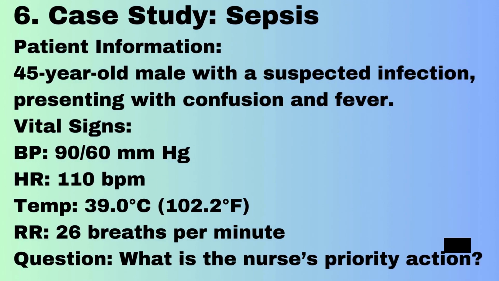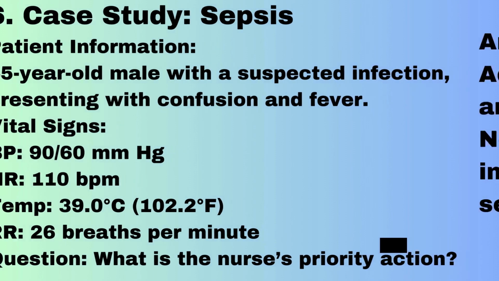Case study. Sepsis. Patient information. 45-year-old male with a suspected infection, presenting with confusion and fever. Vital signs. BP 90/60 mmHg. HR 110 BPM. Temp 39.0 degrees Celsius, 102.2 degrees Fahrenheit. RR 26 breaths per minute. Question. What is the nurse's priority action?